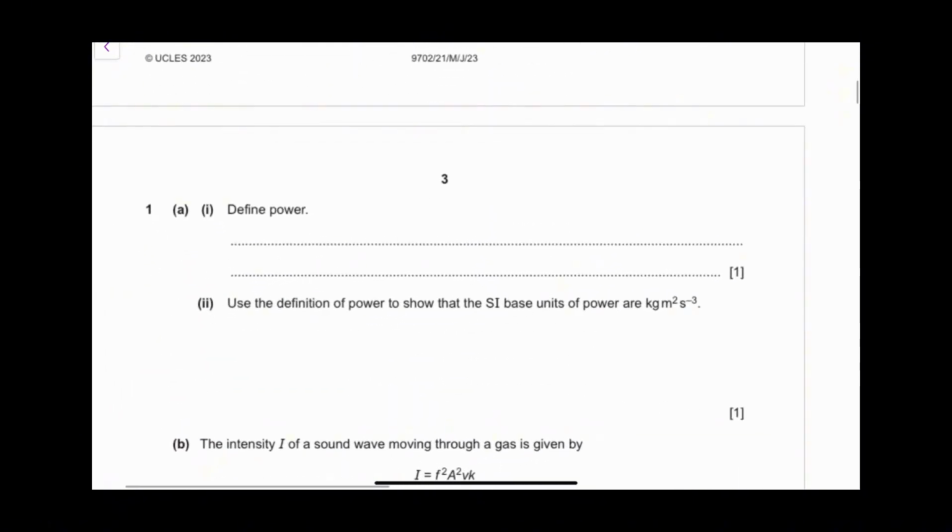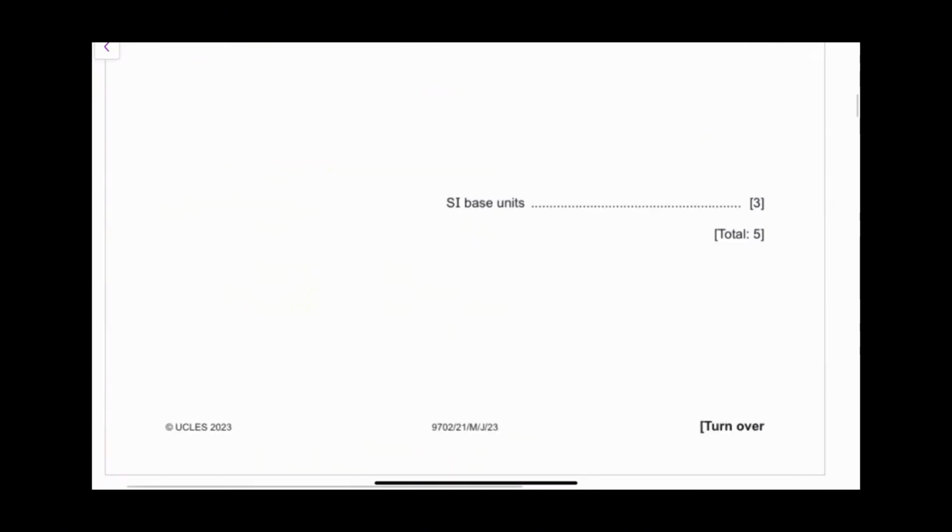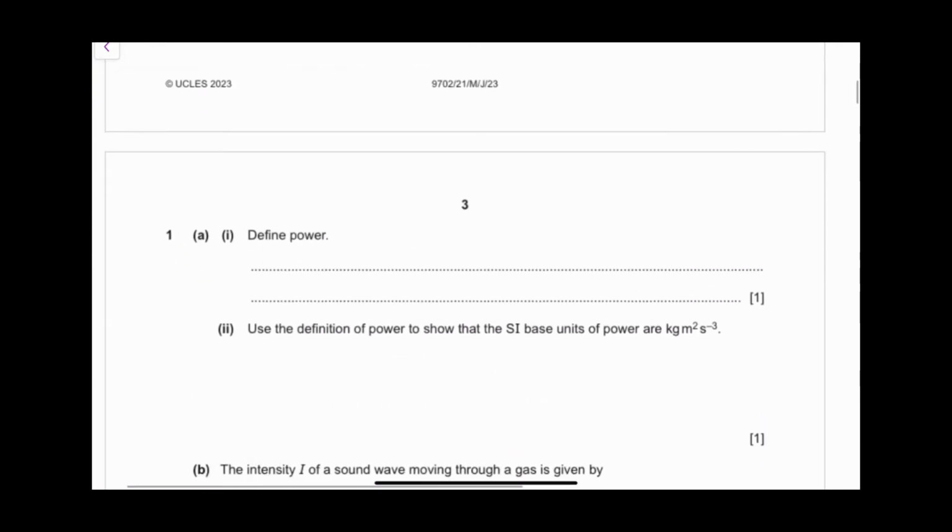Okay, so let's start. The first question is asking us to define power. So power is basically the rate of doing work, right? So how fast are you doing something, right? So basically it's just the work done per unit time. Okay, so power is the work done per unit time.